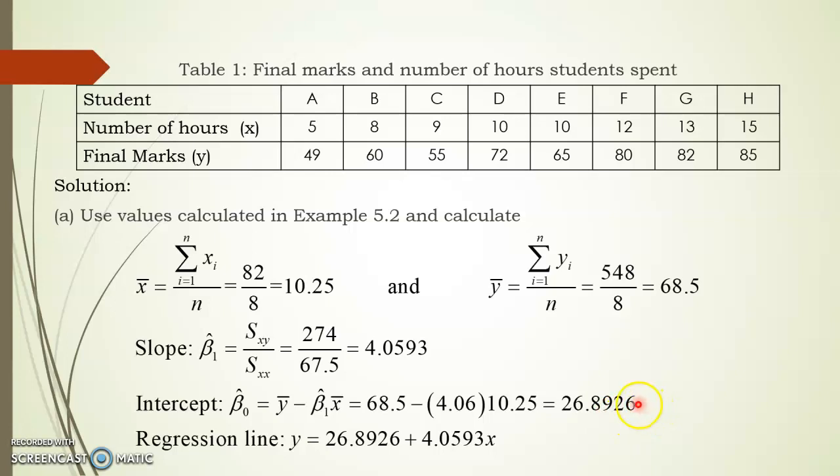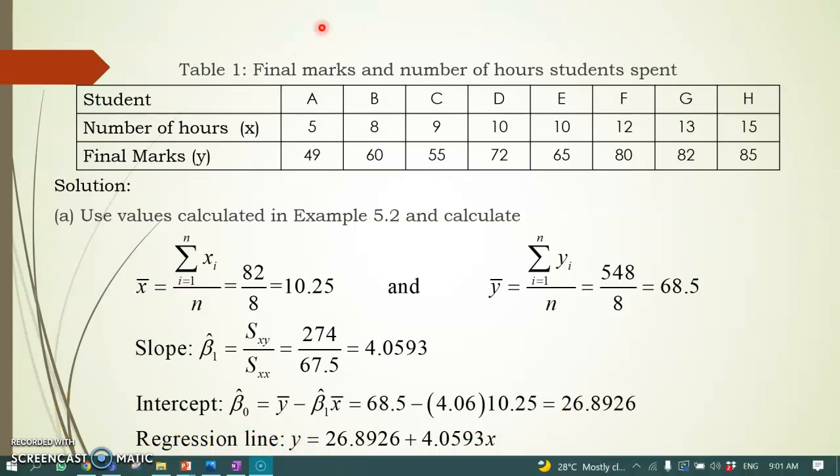Then you need to write down the linear regression line. Oh my god, this is a mistake, class. Let me correct this. This should be y hat, because when you use sample data to calculate or to construct the equation, you need to use the notation y hat. Remember this. This should be y hat.